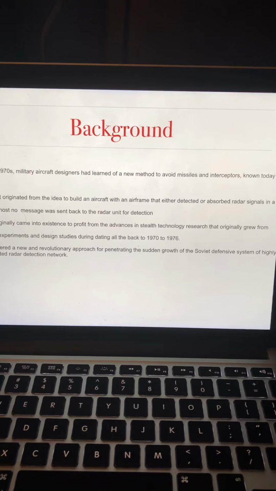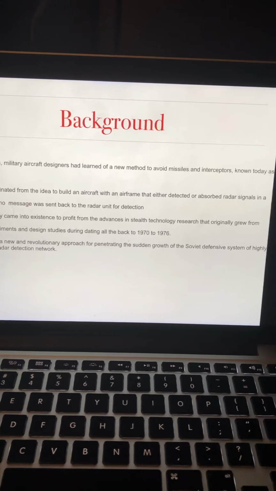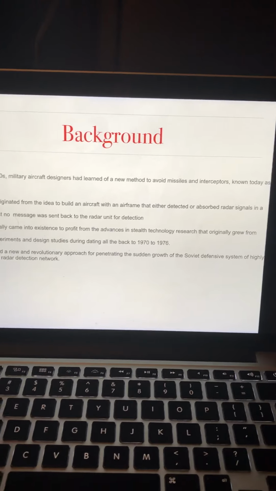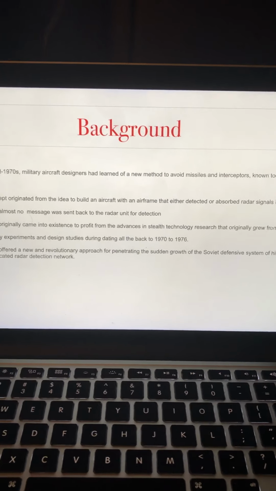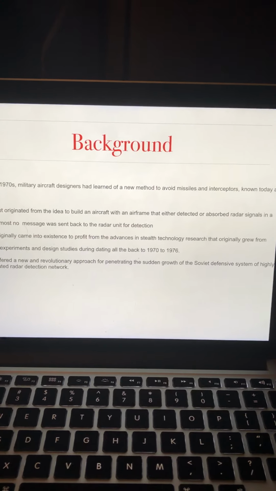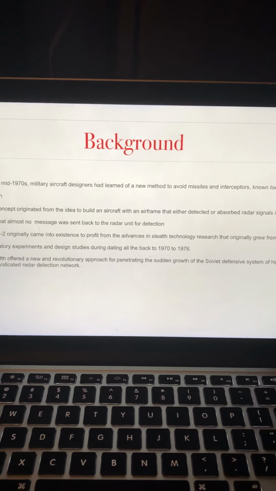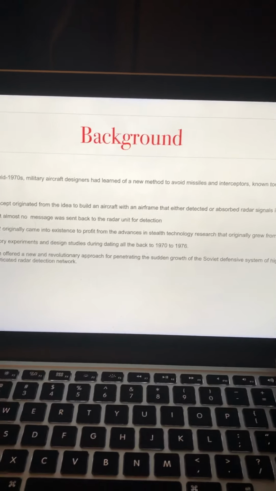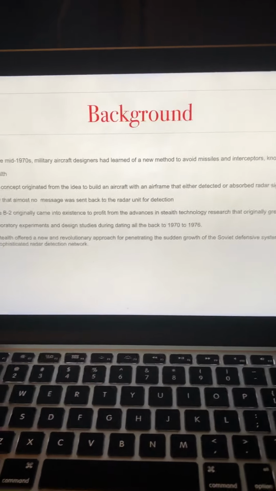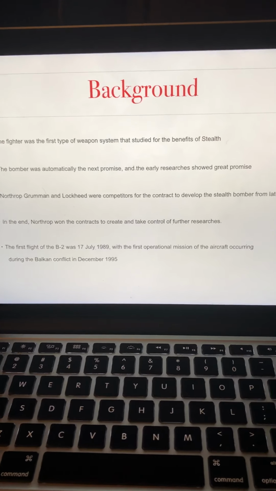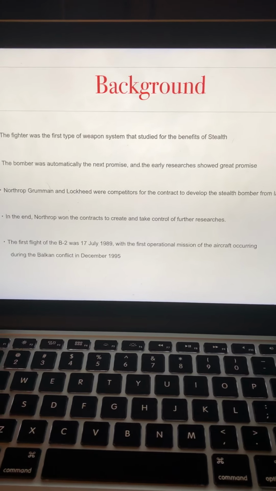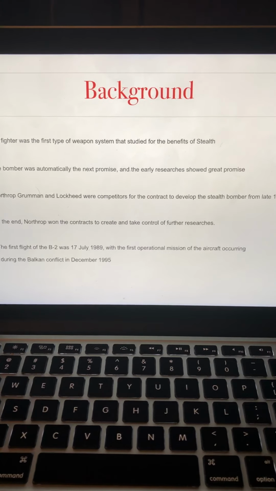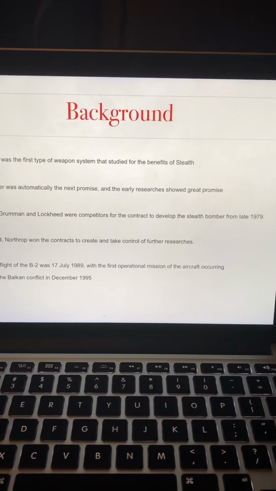So the B-2 originally came into existence to profit from the advances in stealth technology research that grew from very specific laboratory experiments and design studies that go all the way back to the 1970s. Stealth offered a new and revolutionary approach for penetrating the sudden growth of the Soviet defense system, mostly during the Cold War, with their very sophisticated radar detection network, which was very hard to penetrate initially. The fighter was the first type of weapon system that studied the benefit of stealth. The bomber was automatically the next, as the research was showing great promise.